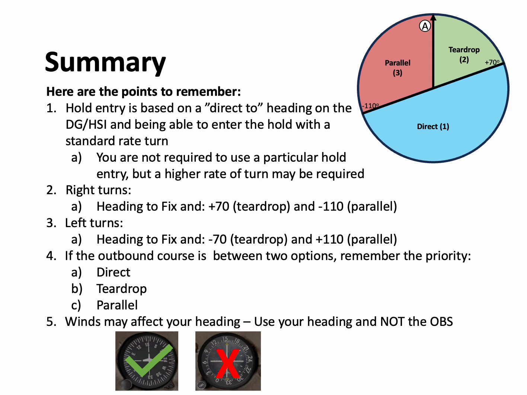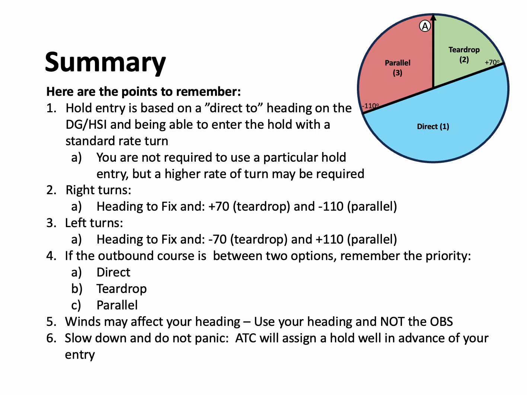A direct entry is easier to maneuver than a teardrop entry, and a teardrop entry is easier to maneuver than the parallel entry. Do not forget that winds might affect your heading to the hold, which, depending upon the outbound course, could change the hold entry. For that reason, make sure to use the DG, or DG and HSI, and not the OBS. And last, if ATC needs to assign you a hold, in most circumstances, the assignment will come well in advance of the holding point and is likely to be a direct entry.